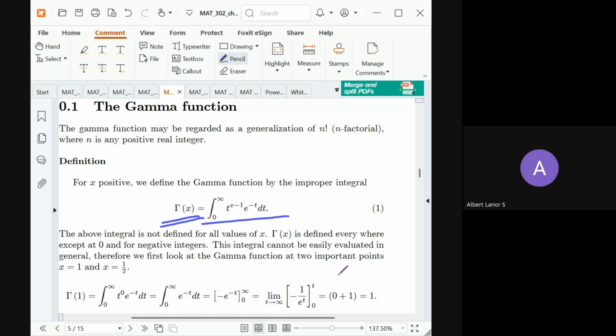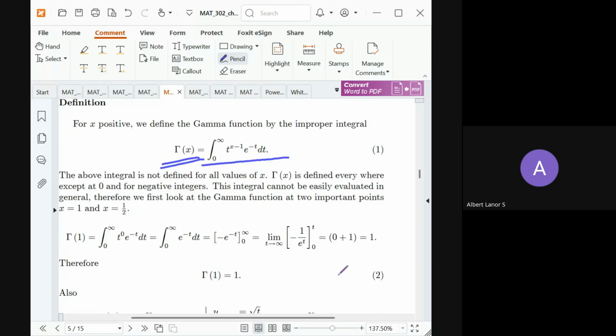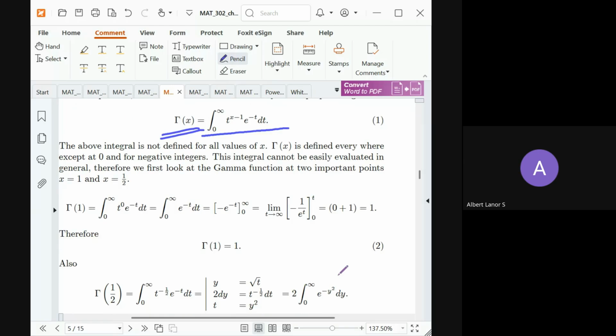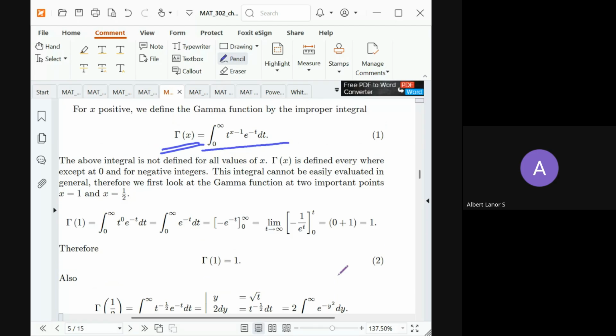Now, this integral cannot be easily evaluated in general, and therefore, we first look at the gamma function at 2 important points. We'll look at it at 1, and we'll look at it at half. Then, we'll use it to extend to find all the other gammas. Now, what is gamma of 1?